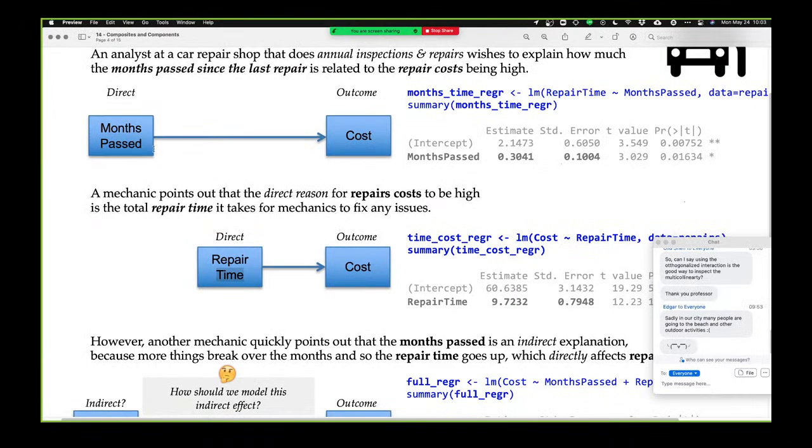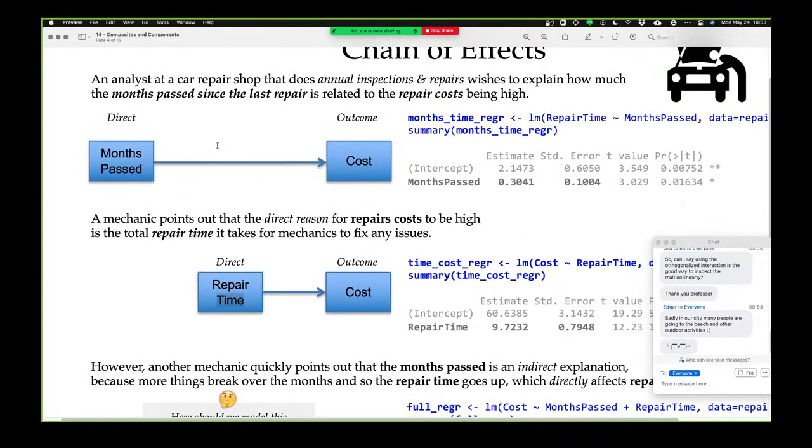One is that customers are saying, why is it costing so much for me to do this inspection and repair? And one thing we could tell people is that, well, it's been many months since you last came, and there's a lot more work to do, and therefore the cost has gone up. But maybe a more direct explanation is it's just taking us more time to inspect and repair your car. That's why it's costing you more.